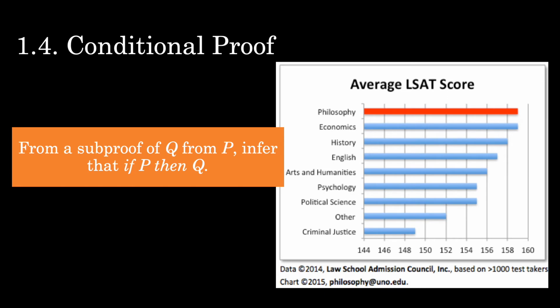Because we're merely supposing that you major in philosophy and not actually asserting it, we can think of this as a subproof. Here's the more general rule. From a subproof of Q from P, infer that if P, then Q. So in our example, P would be that you major in philosophy, and Q would be that you're likelier to rock on the LSAT.